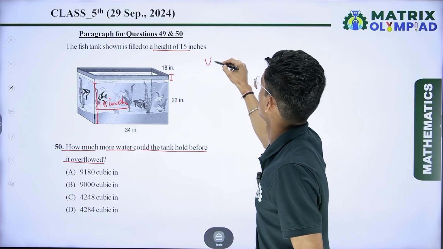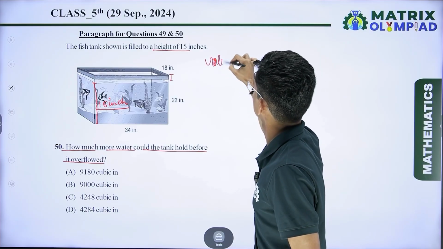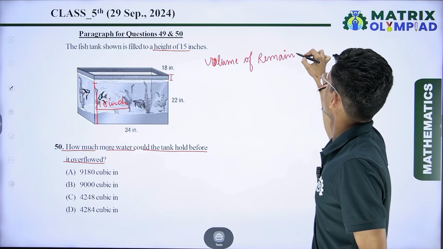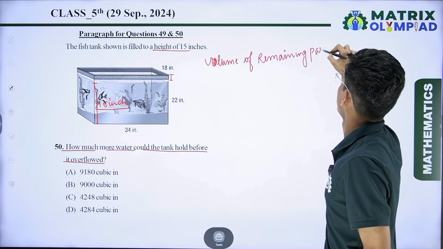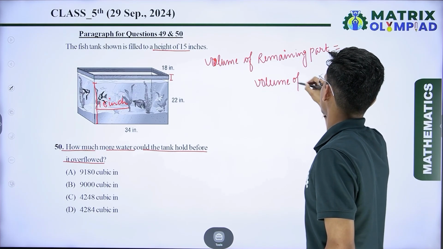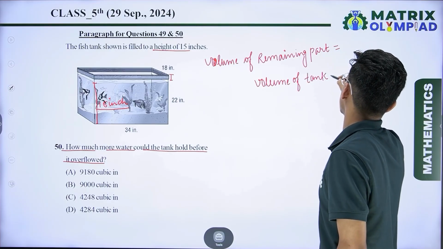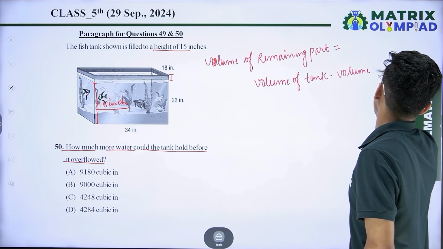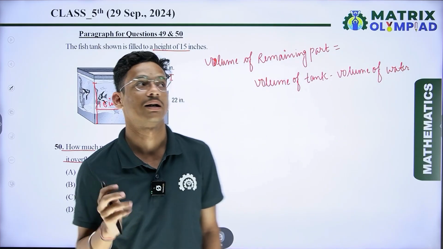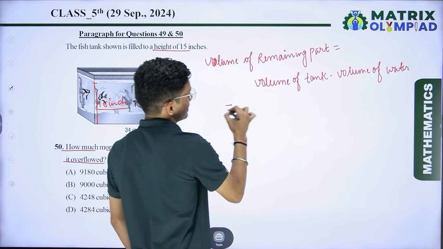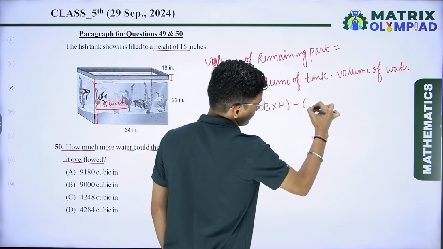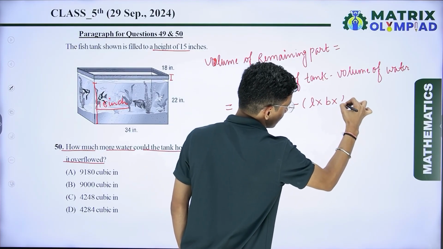So I can say that volume of remaining part is equal to volume of tank minus volume of water. Here I use capital letters for the volume of the tank and small letters for the volume of water. So I can say that length multiplied by breadth multiplied by height, minus length multiplied by breadth multiplied by height.